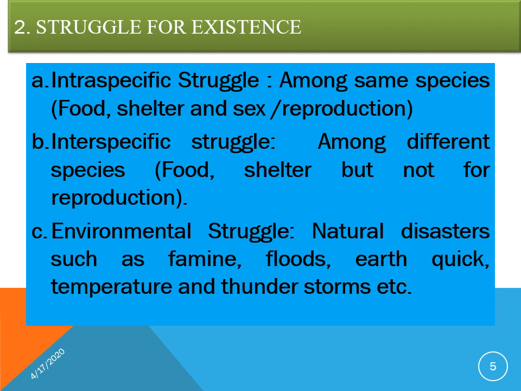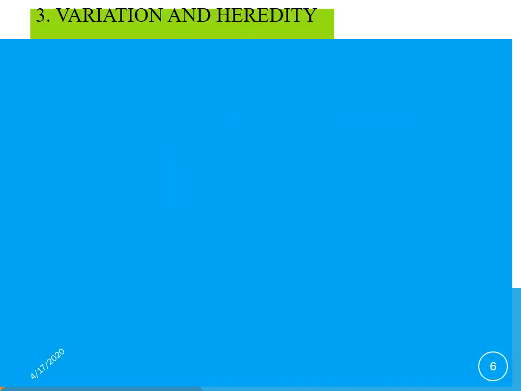Intraspecific, interspecific, and environmental. Those organisms that survive have the ability to pass these three struggles, so they can survive on Earth. Interspecific struggle, intraspecific struggle, environmental struggle, you are facing 24 hours. Even if you are living in the home or moving outside or anywhere, you are facing these three types of situations and conditions.